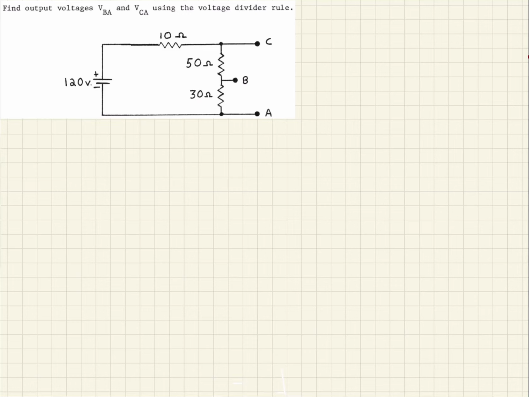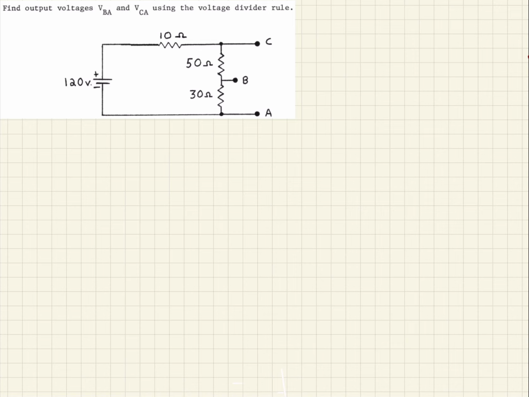So this is just a quick example demonstrating voltage division. What we're asked to do here is, with the circuit given, determine what the voltage would be for VBA. So that's going to be between this point and this point. And then also what would be the voltage if we measured between C and A. So two different measurements there. And again, this is going to be done by voltage division.